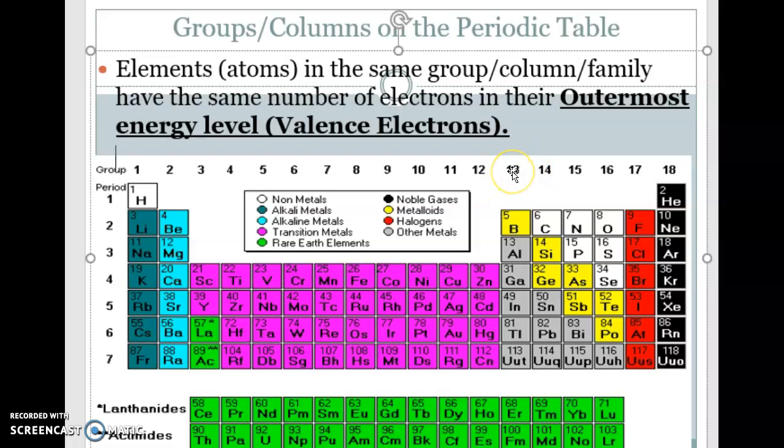In group 13 or 3, all of the elements have 3 valence electrons. In group 14, all of the elements have 4 valence electrons. In group 15 or 5, all the elements have 5 valence electrons. In group 16, they all have 6. In group 17 or 7, they all have 7. And in group 18, they all have 8.